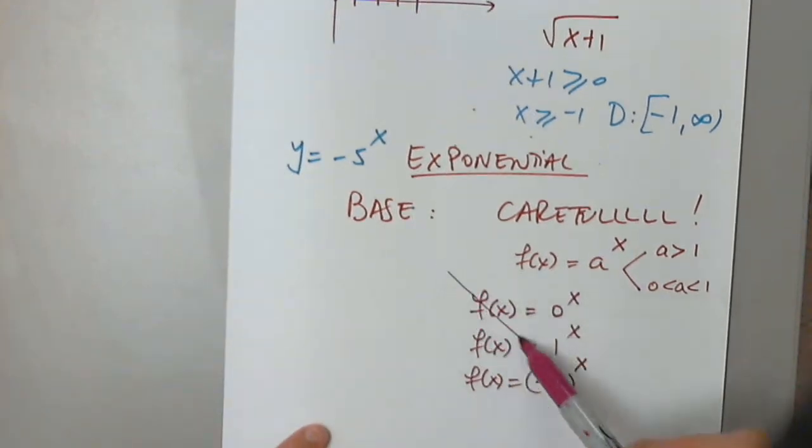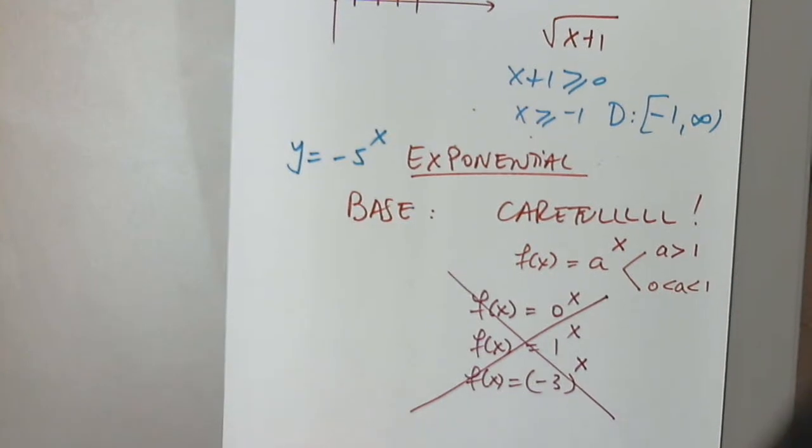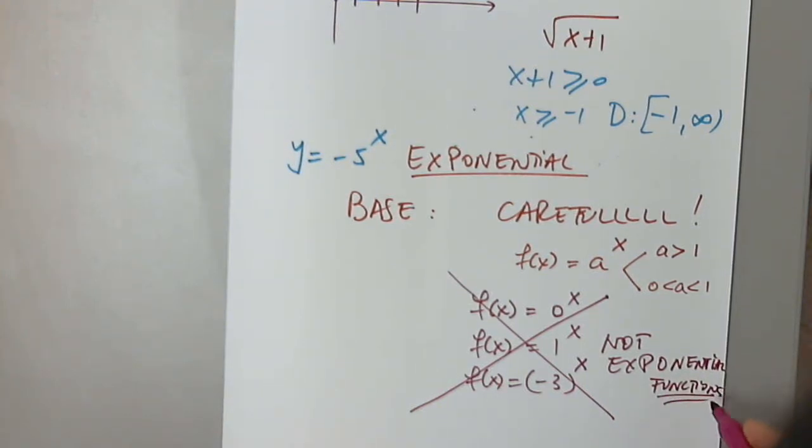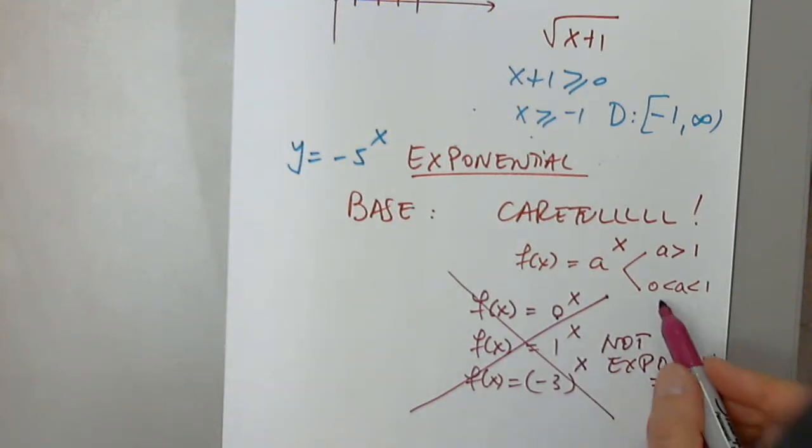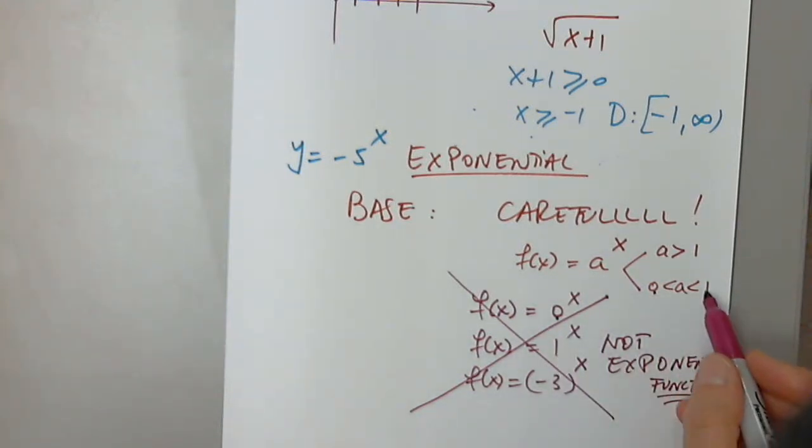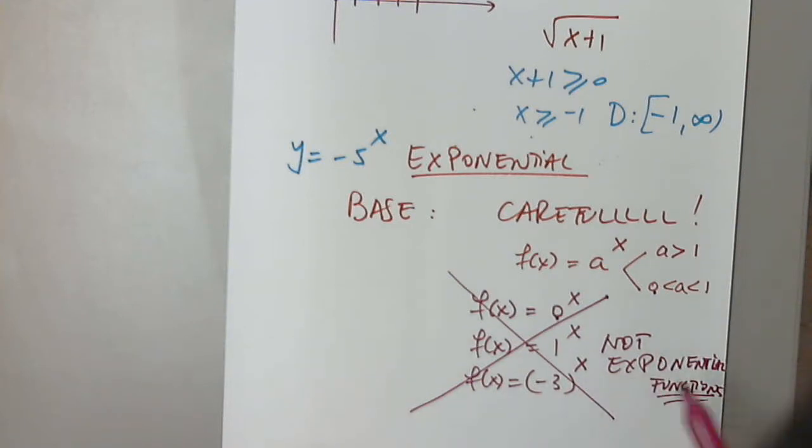These situations are not exponential functions. Why? Because the base is 0, the base is 1, and the base is a negative number, which is not allowed. Question: why isn't this allowed? Why can't I have a base of 0 or 1 or a negative number in an exponential?